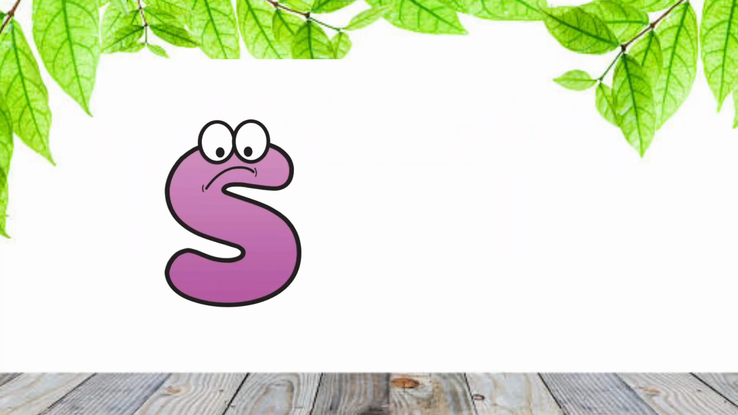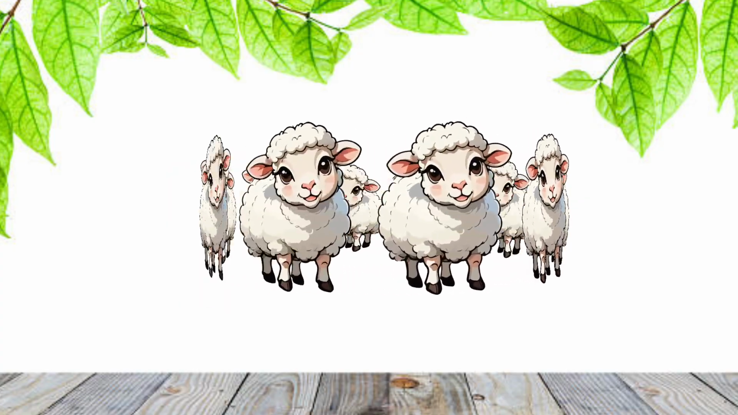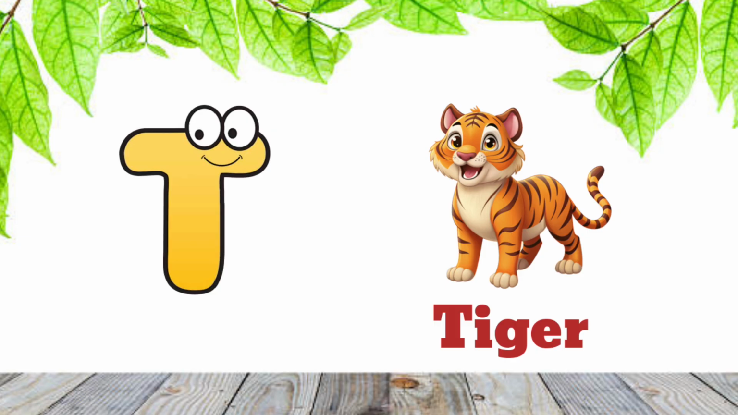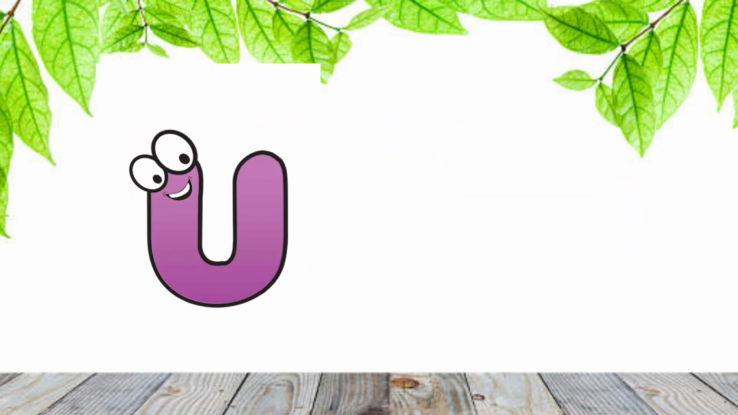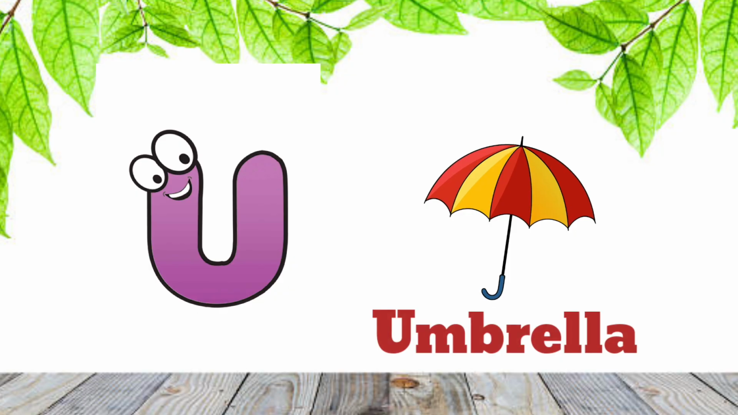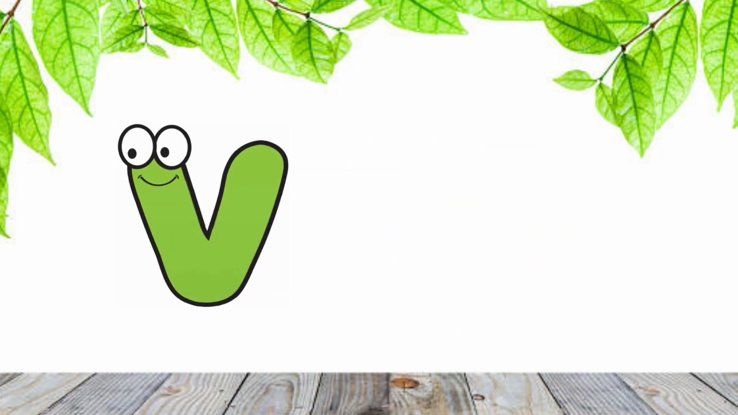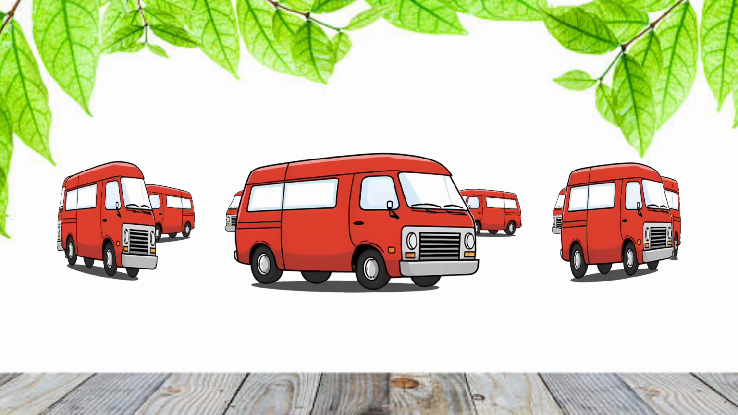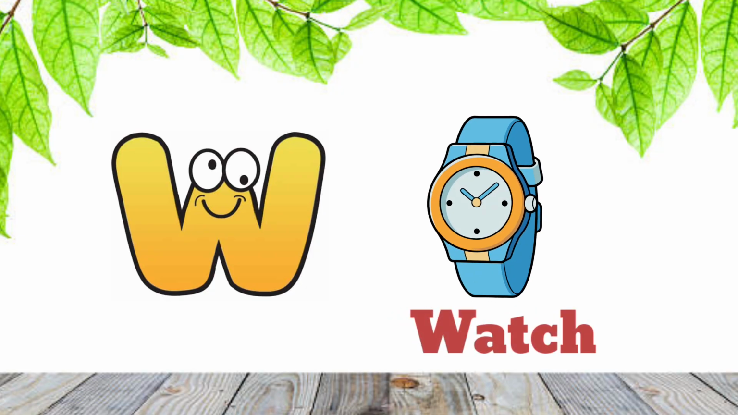S. S for sheep. T. T for tiger. U. U for umbrella. V. V for van. W. W for watch.